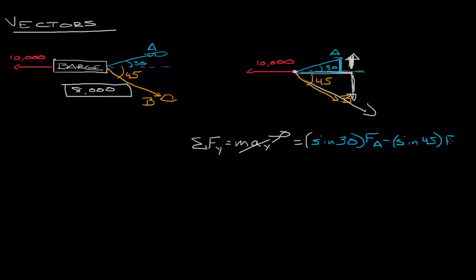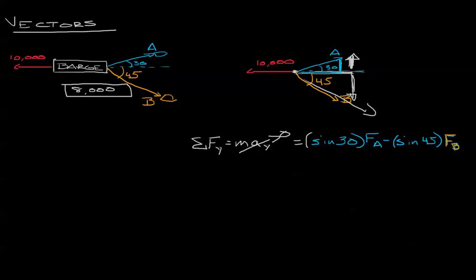So you see where we got that? We know that it's only the vertical part of force B that is going to contribute in the y direction. So here, let's make sure our colors are good. In the y direction, the sine of 30 times force A minus the sine of 45 times force B. Great, so we have one equation, and obviously that's going to be equal to 0.